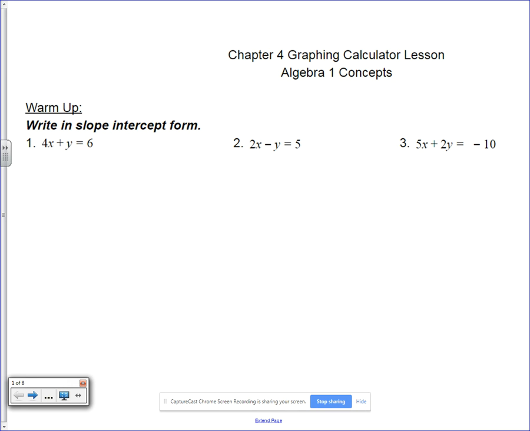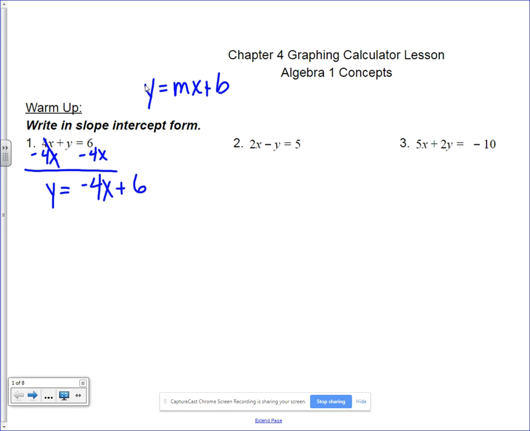It says, write in slope-intercept form. Guys, what is slope-intercept form? Awesome. Flows right off the tongue now, doesn't it? So what variable has to be alone? The y has to be alone, and we're going to go around the room here, and we're going to isolate this y. So, Dalton, I'm going to start with you. How can I isolate the y in number 1? Okay. Can you tell me what the new equation would be? Or negative 4x plus 6. You guys all remember that we want the x part to come first, correct?